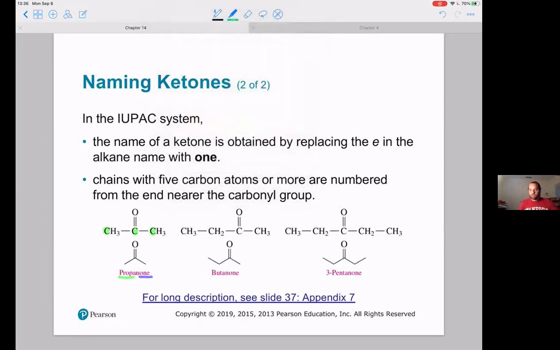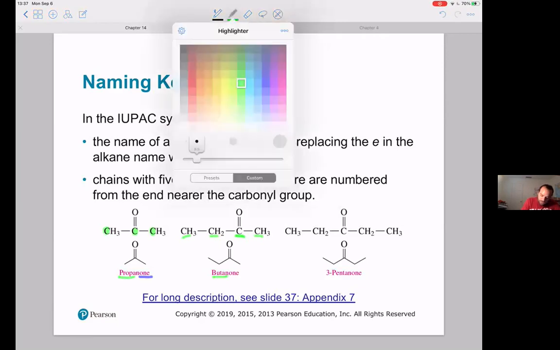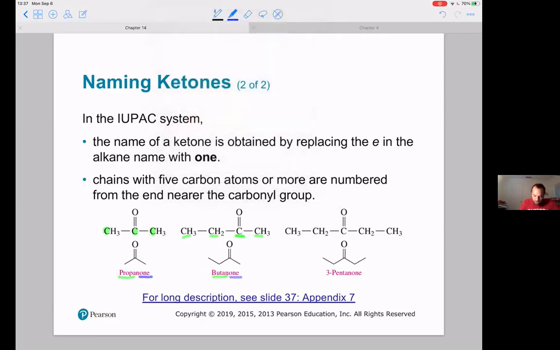Again, you should know the common name for this one is acetone. Besides that, I'm not going to make you memorize common names for aldehydes and ketones, but again, acetone is just an important one. What about when we have one, two, three, four carbons for our ketone? That would be butanone. And again, we got that -one suffix. When we have 1, 2, 3, 4, 5 carbons, that would be pentanone.